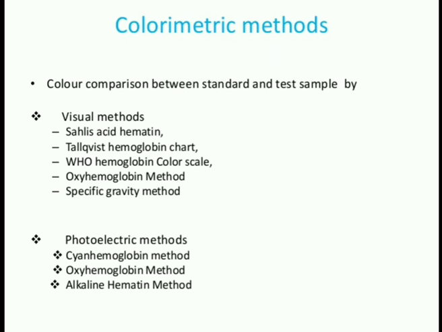Now, various methods to determine hemoglobin include: firstly, the colorimetric method. It includes Sahli's acid hematin method, Tallquist hemoglobin chart, WHO hemoglobin color scale, oxyhemoglobin method, specific gravity method. Photoelectric method includes Sahli hemoglobin method, oxyhemoglobin method, and alkaline hematin method.